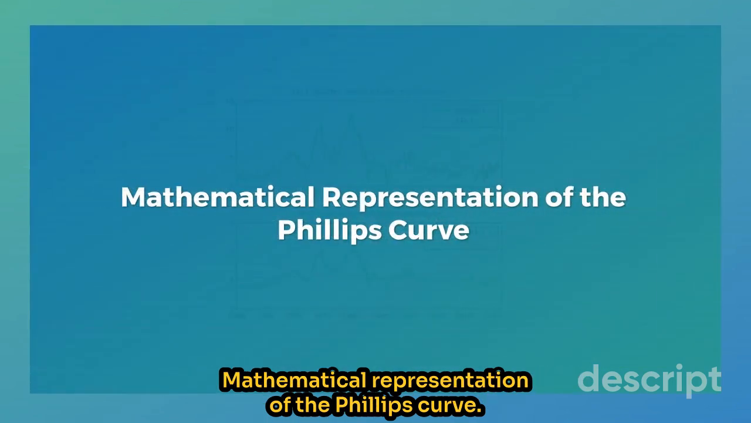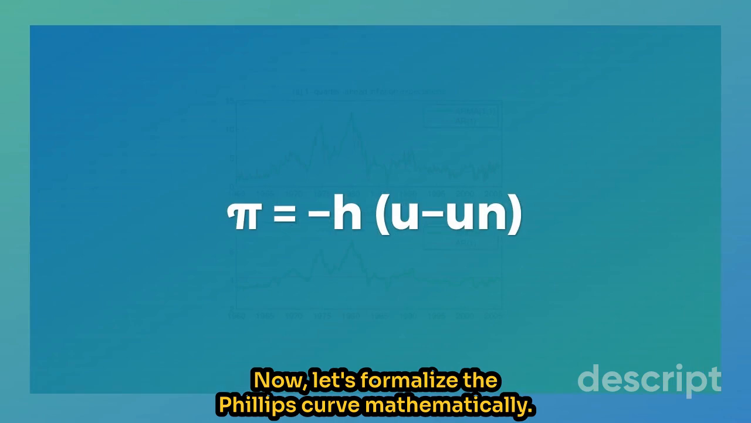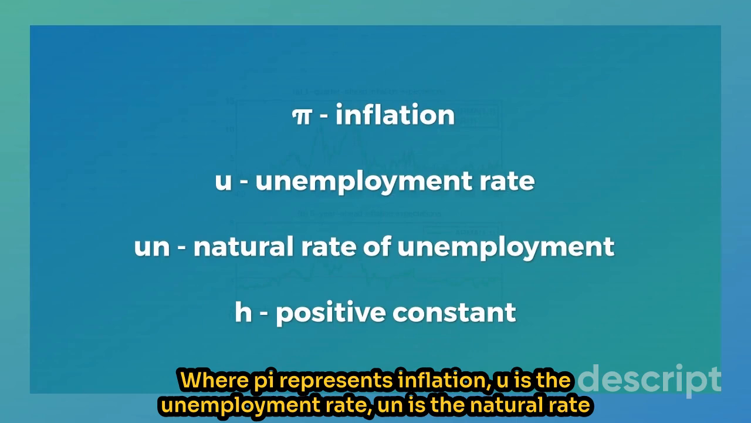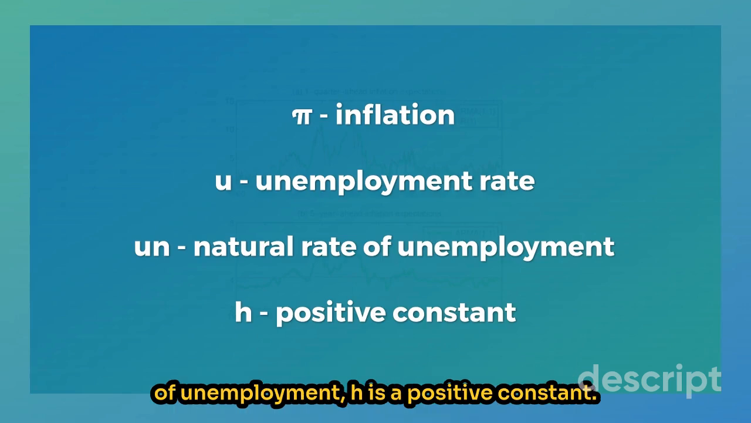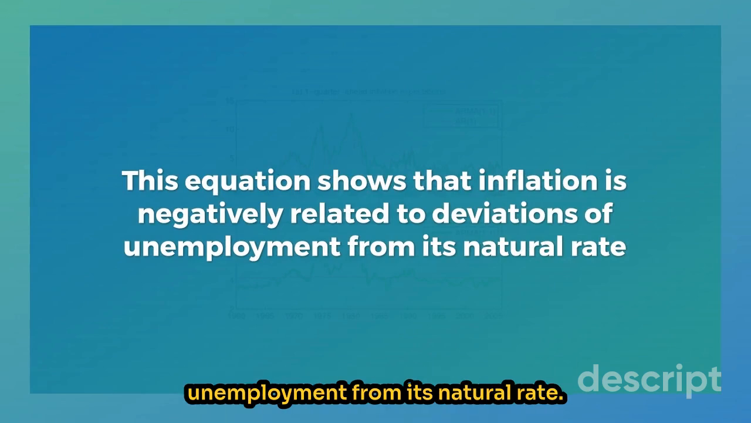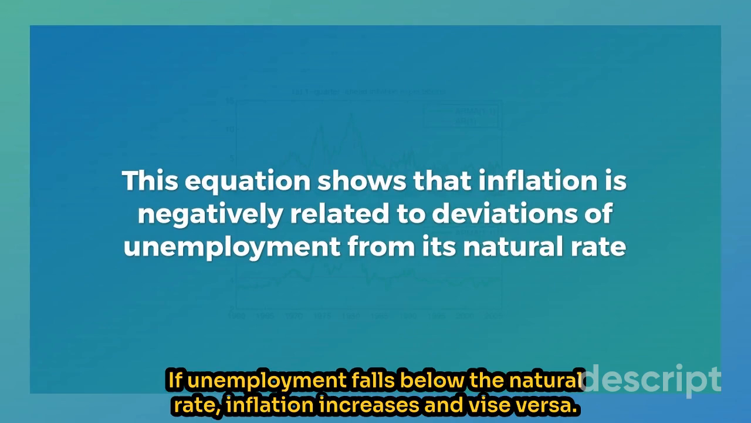Mathematical representation of the Phillips curve. Now, let's formalize the Phillips curve mathematically. Pi equals negative h times the difference between u and un, where pi represents inflation, u is the unemployment rate, un is the natural rate of unemployment. h is a positive constant. This equation shows that inflation is negatively related to deviations of unemployment from its natural rate. If unemployment falls below the natural rate, inflation increases.